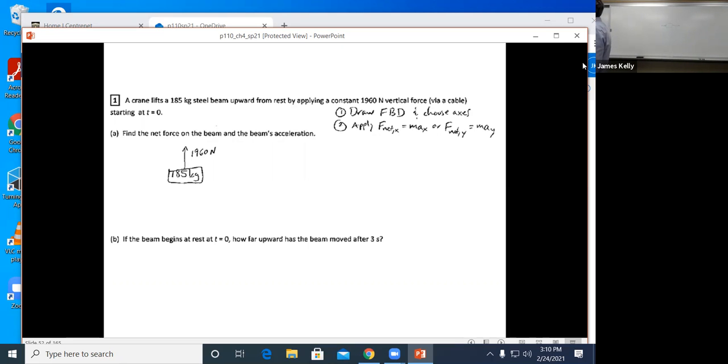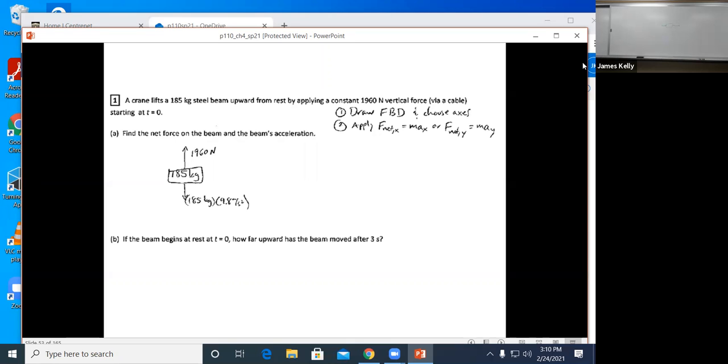Okay, there's a force. Are there any other forces acting on this object? Because when we apply F net equals ma, we've got to have all the forces that are acting on it. Anybody see any other forces that are acting on this beam? Yeah. Gravity's acting on it. So the gravitational force on an object is otherwise known as the weight force. We know how to calculate that. It's just m times little g, m times 9.8.